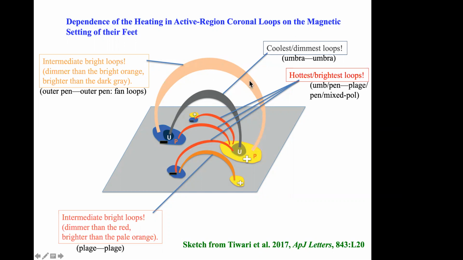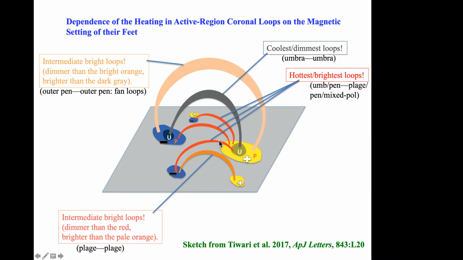Now you can always ask what is happening here. This is because of the long length of this loop. This has the same connectivity as this penumbra to penumbra loop, but this is very long, so it is dim. These are fan loops. So one important point here is that if you look only at one foot point of a loop, you can never tell, during the evolution of the active region, whether it will be hot or dim, or at any time intermediate bright and so on. But if you look at the other foot point, you can tell whether this loop will ever be bright or not.